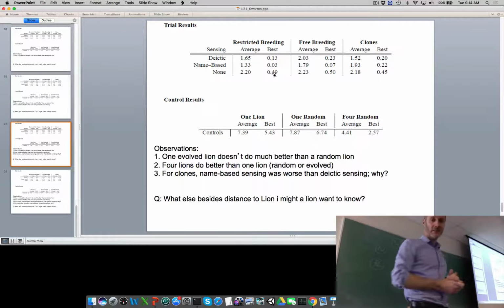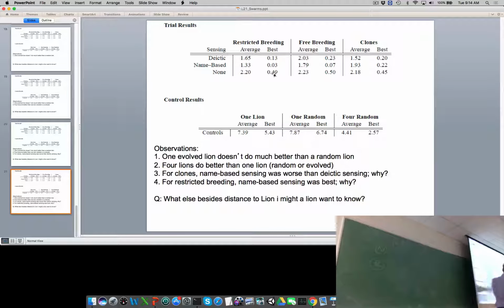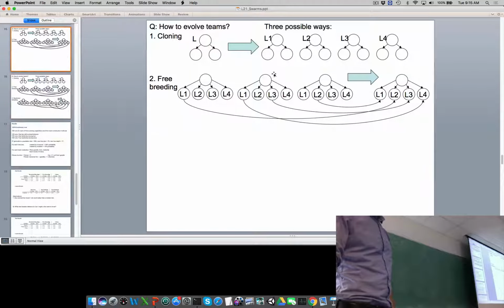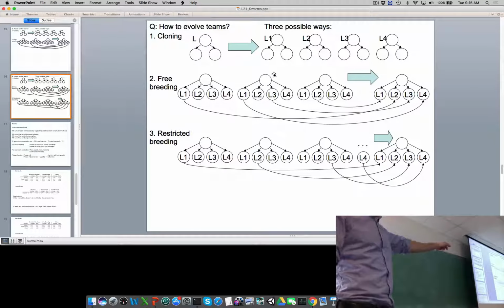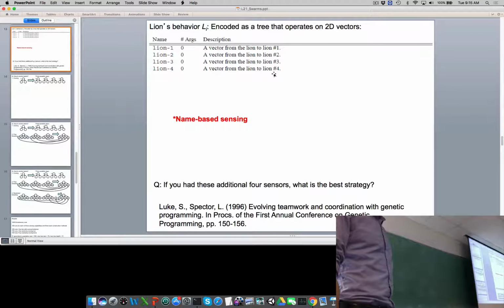Okay, if you look at the 9 averages in this table here, the restricted breeding team did best with name-based sensing. That was the best combination overall. Why? So just to remind you, here's restricted breeding, and then here's name-based sensing.